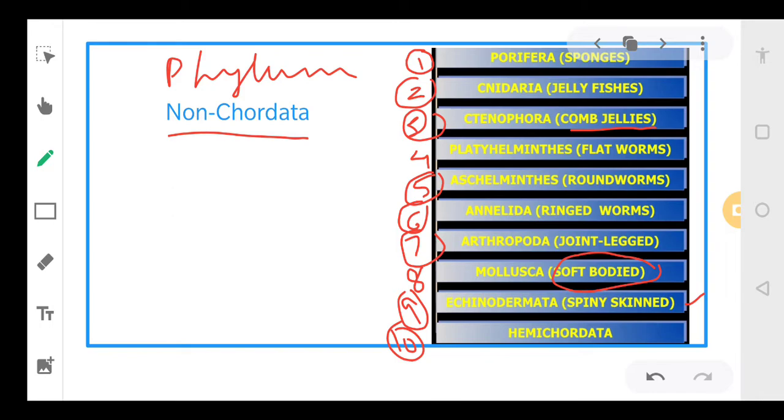Platyhelminthes. Fifth is Aschelminthes. Seventh is arthropoda. Eighth is mollusca. Ninth is echinodermata, and last is hemichordata. So the main division can be into two: chordata and non-chordata. Now non-chordata is basically divided into 10.